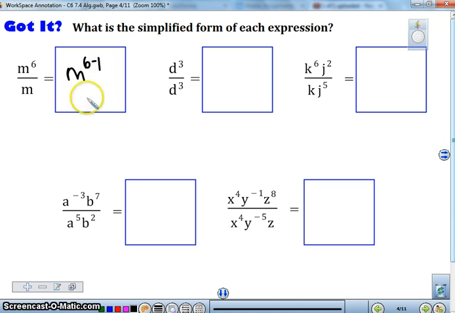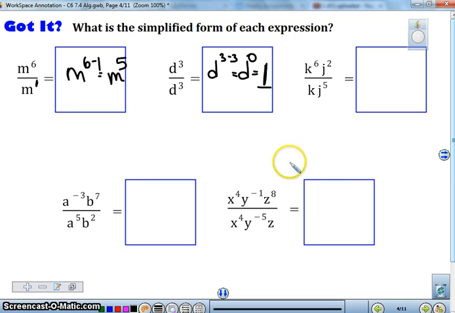This is not just going to be m to the 6th. Remember, this exponent is a 1 even if it's not written there. M to the 5th. D to the 3 divided by d to the 3. Love that. 3 minus 3 is 0. Our answer is not 0 though. It's d to the 0, which equals 1.